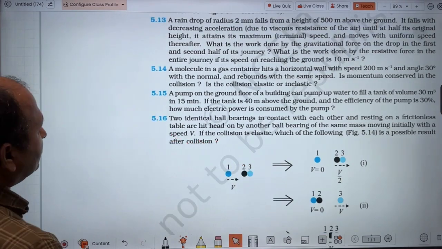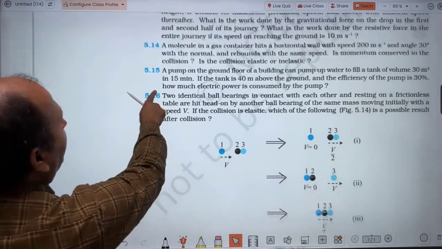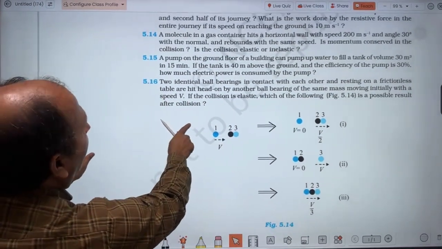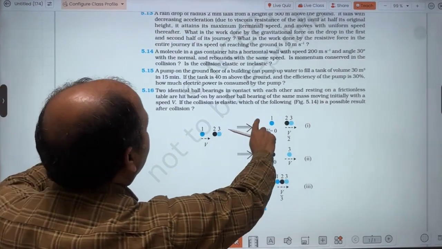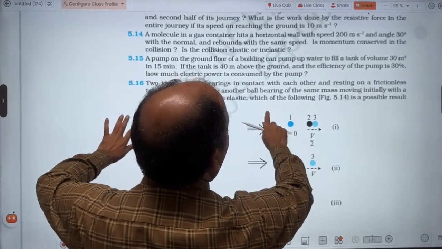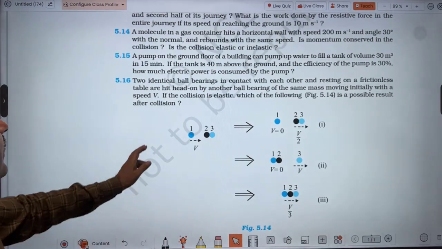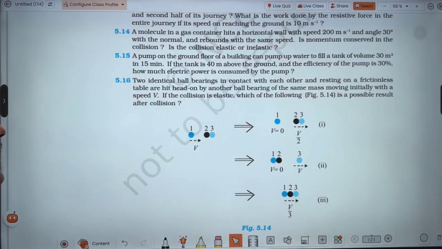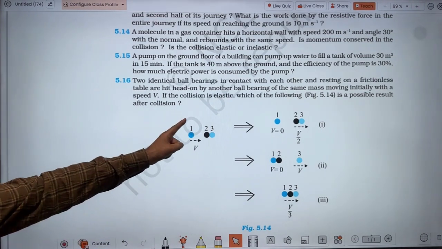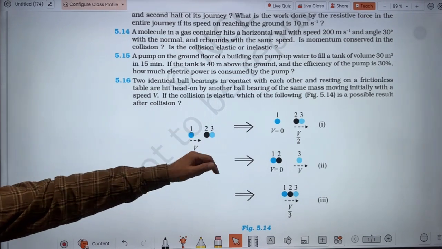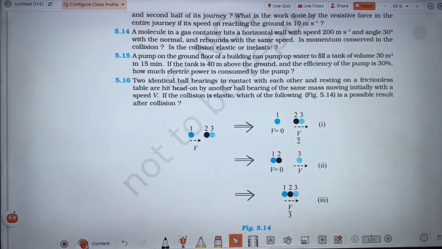Now there is another question. Two identical ball bearings in contact with each other resting on a frictionless table are hit head on by another ball bearing of the same mass moving initially with speed v. If the collision is elastic, which of the following is a possible result after collision?